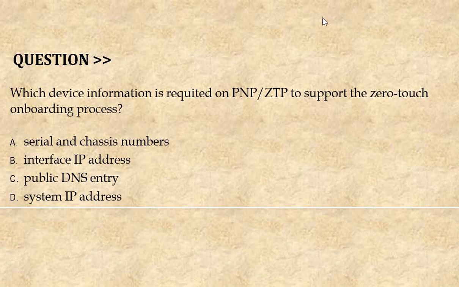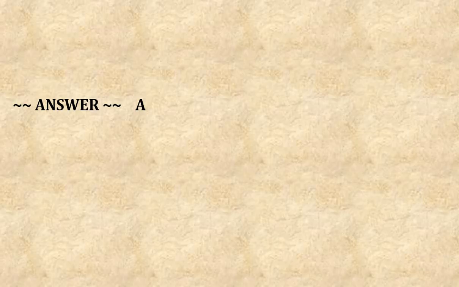Our next question is, which device information is required on PnP ZTP to support the zero-touch onboarding process? Option A, serial and chassis number. Option B, interface IP address. Option C, public DNS entry. Option D, system IP address. The correct answer is option A.